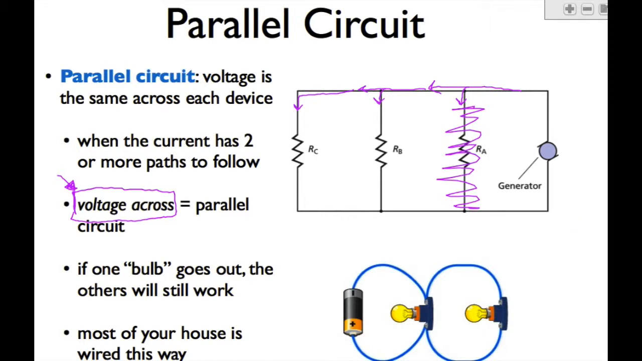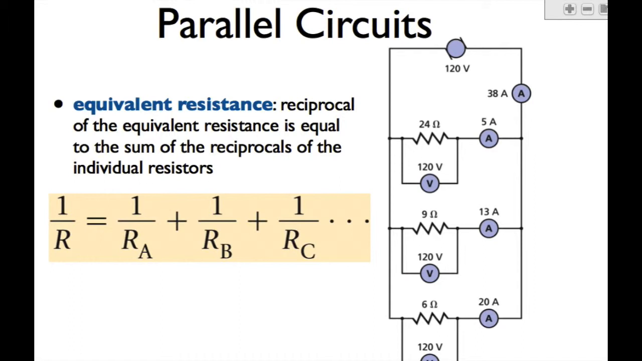To calculate the equivalent resistance of a parallel circuit, it's basically equal to the sum of the reciprocals of each individual resistor. So if I were going to take each individual resistor, I could put them down here, and I would get 1 over R equals some number, and then you'd have to solve. You'd have 1 equals, and then you'd still have to divide by that number in order to get R by itself.